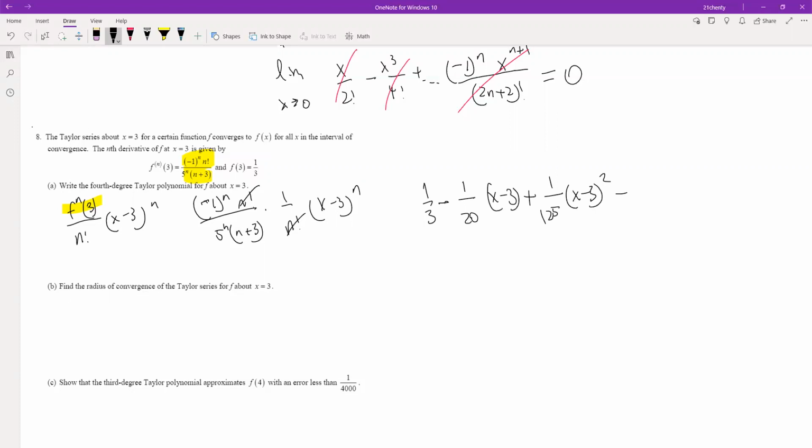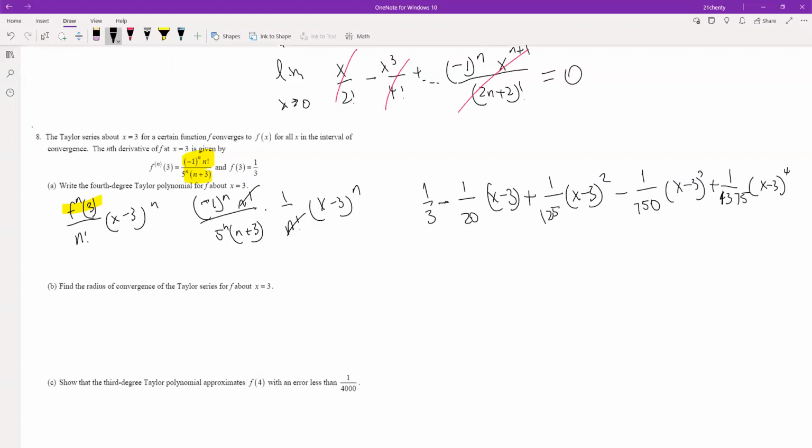So we have that. And then now we'll subtract, because this is an alternating series. 5 cubed is 125 times 6, which is 750. And then lastly, we have a positive 1 over 5 to the fourth power times 7, which if you plug into a calculator is 4,375, times (x minus 3) to the fourth power. So that is our fourth degree Taylor polynomial about x equals 3 for the function f.